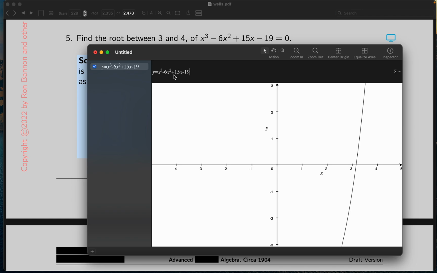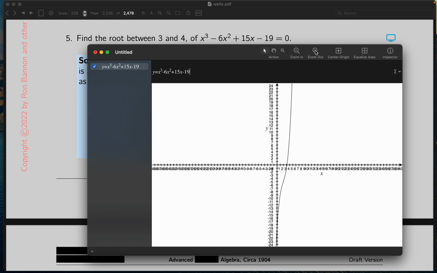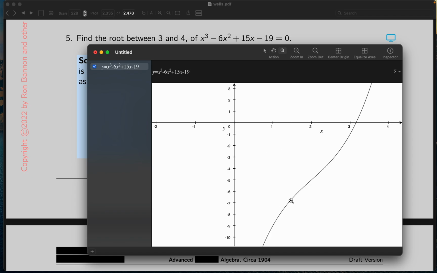All right, so what I immediately see is the root between 3 and 4 that they're talking about. It's a cubic polynomial, and I want to get a better idea of what the shape of it looks like. So I'm going to zoom out, and I get a better idea of the shape. I'm going to zoom into that area now, maybe something like this over here, and further zoom into this area.